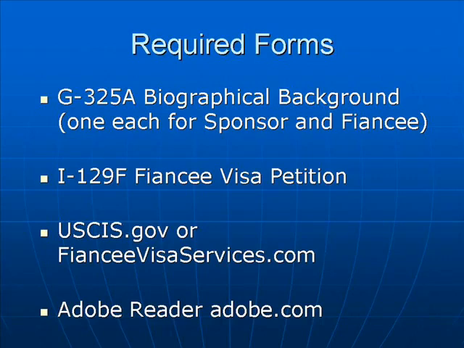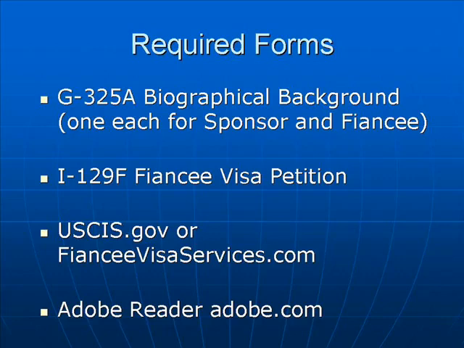The G-325A biographical background form is required for each person. So the sponsor will fill out one and the fiancé another. Basically it's asking for basic information about your background, where you live, where you've lived, how many times you've been married, etc. One thing that is special about these forms is that they require an original signature. It cannot be a Xerox copy of a signature or a fax signature. So this form, the G-325A, should be completed and then sent to your fiancée for her actual original signature to be attached to it.